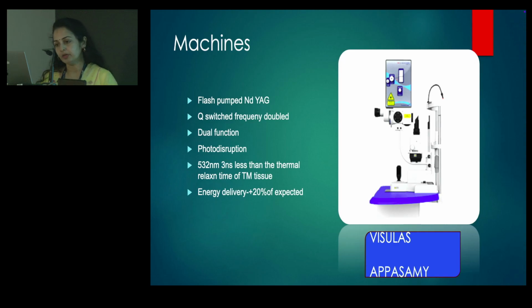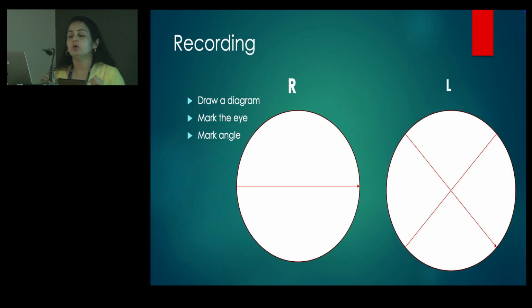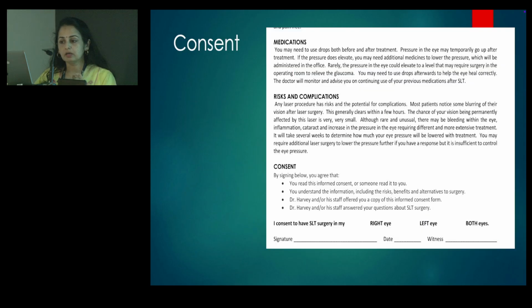Then this is a word about the machine I already mentioned. It is a Q-switch frequency double laser. The mechanism is not photocoagulation, it is photo disruption of the melanocytes. Now always record what you are doing because in an iridotomy you can see what you have done. After 1 week when you call the patient, you won't remember which angle you have given. So always draw a picture, draw a line and mark the quadrants and draw what you have done.